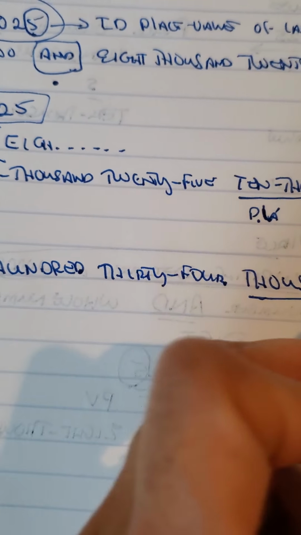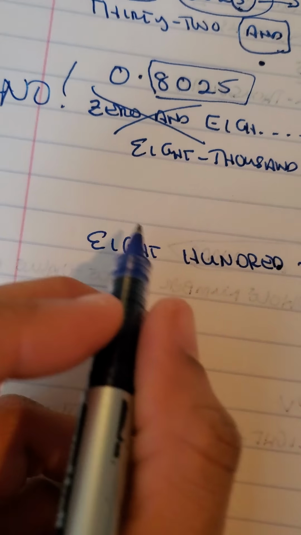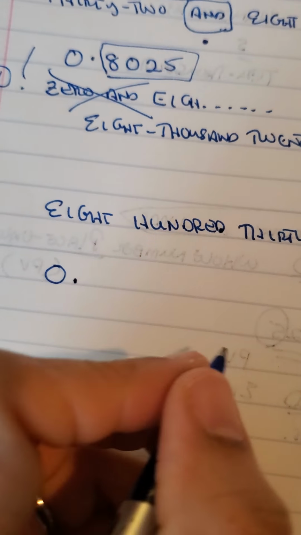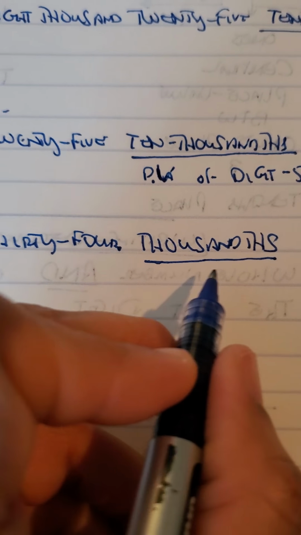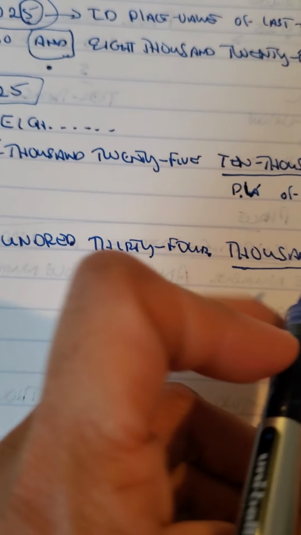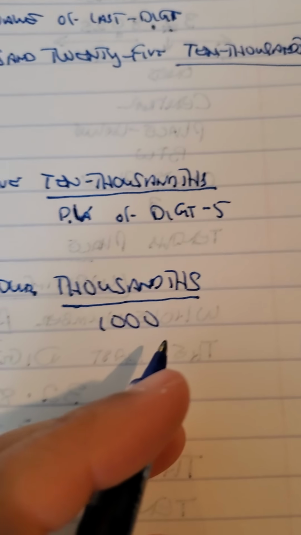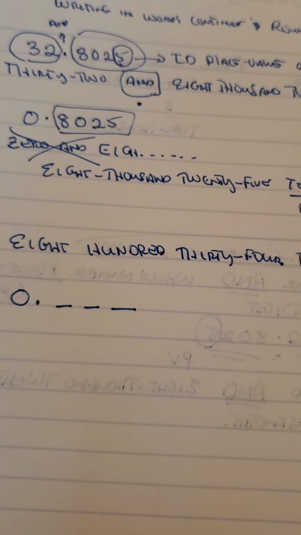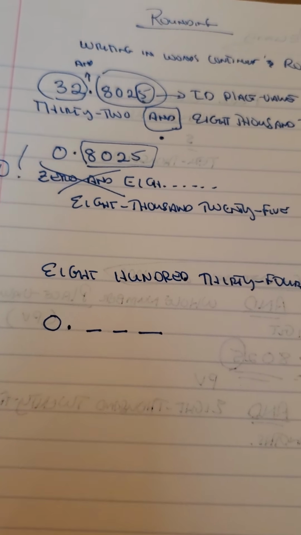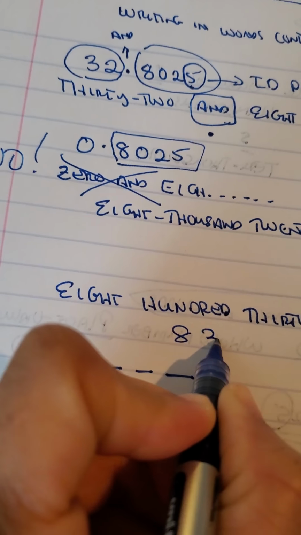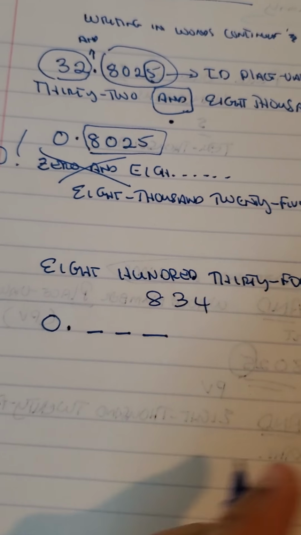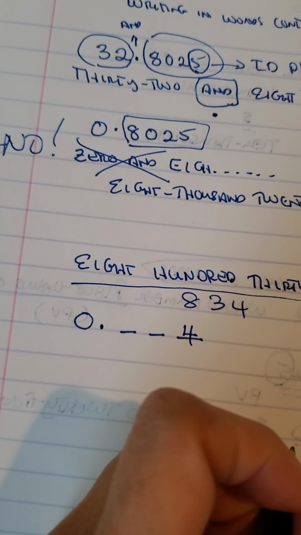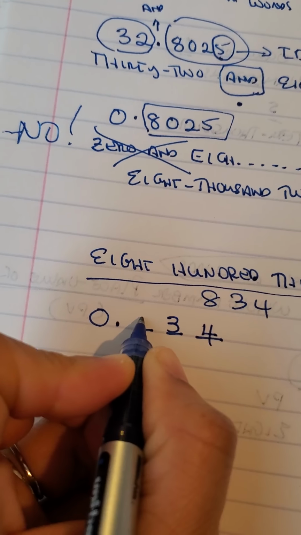So I'll have my decimal. Notice there's no "and" here, so obviously it's a 0 point something. Now, because my last digit is in the thousandths, that means it's 3 decimal places. Remember, 1,000, 3 zeros, 3 decimal places. So tenths, hundredths, thousandths. I'll make sure my last digit is in the thousandths spot. It says 834, written as a whole number. So I'll write backwards: my 4 in the thousandths spot, then my 3, and then my 8.